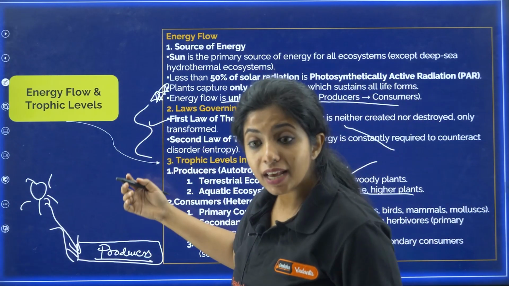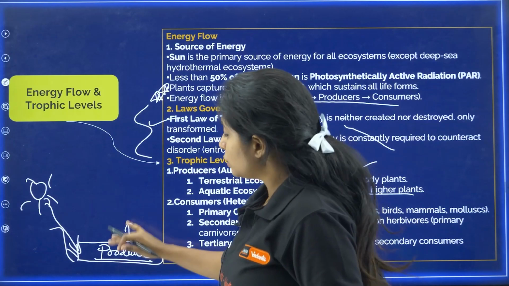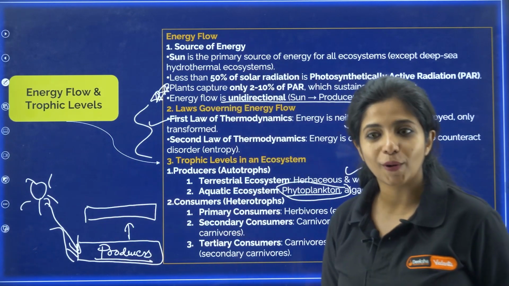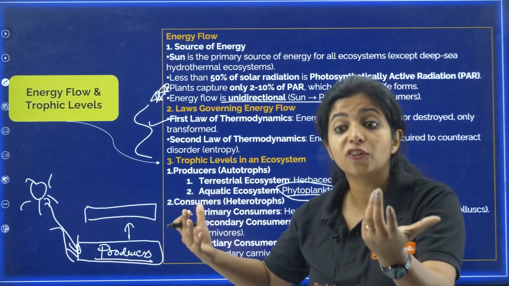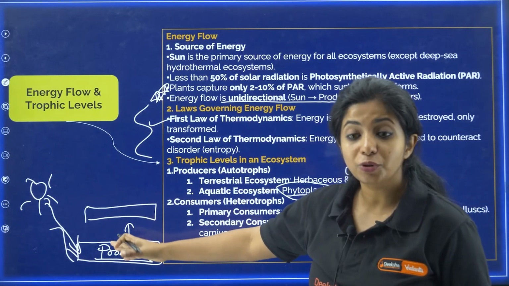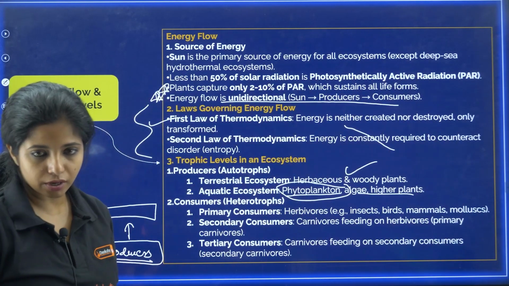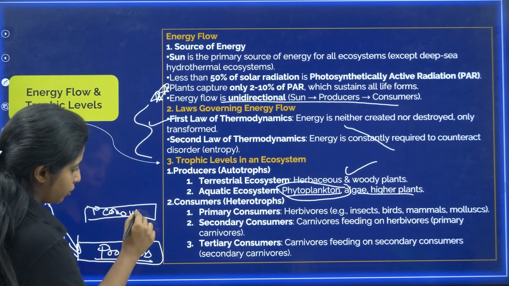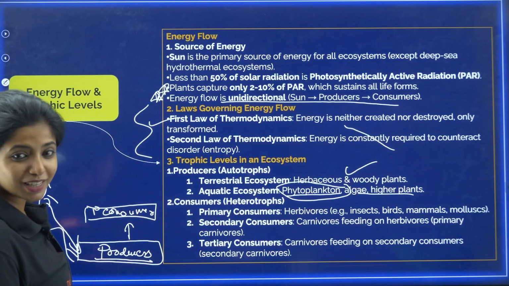Now, consumers are what? Consumers occupy the next trophic level. So over here, producers are eaten by the consumers, and consumers are heterotrophs. Heterotrophs means they cannot make their own food, they depend on others. Hetero means others. Who are the others? The producers. So in consumers also you have different levels, my dear children. You have primary consumers that will first come and consume this particular producer.